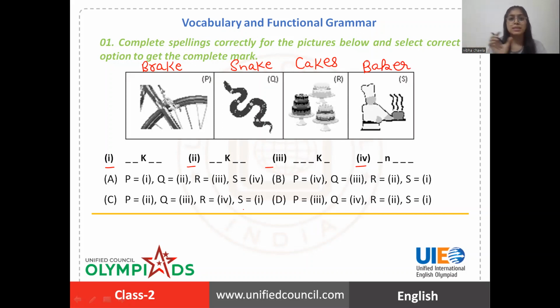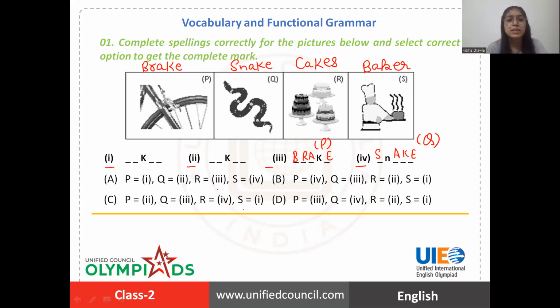Now we have to place these spellings in 1, 2, 3 and 4. Let's see which spelling can be placed perfectly in which of these. Firstly, break, B-R-A-K-E, can be filled here. Snake, S-N-A-K-E, will be filled in this one. So break, which was P, we have filled in third, and snake, which was Q, we have filled in fourth.